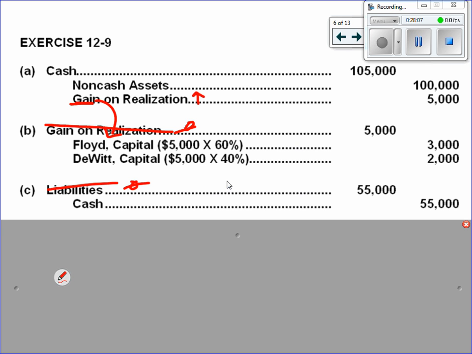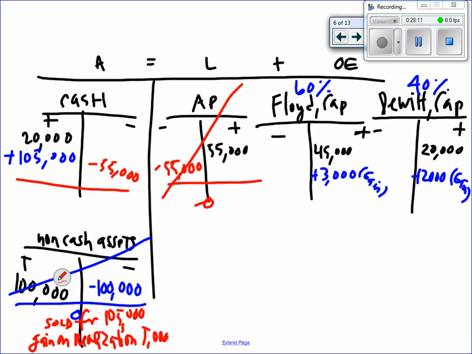Last step, we're going to pay the partners. We're wiping out their capital accounts to pay them, okay? Well, their capital accounts do have a balance hanging, okay? Floyd had $45,000 plus he got part of the gain. DeWitt had $20,000 plus he got part of the gain. We want them to be 0.